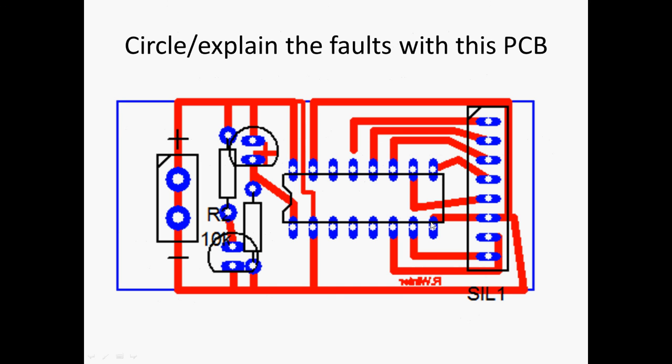Alright, pause it, and then I will come back and I'll circle and tell you the faults. So pause it. Right, here we go. So you've got a fault here. The plus label is joining the two legs of the LED.